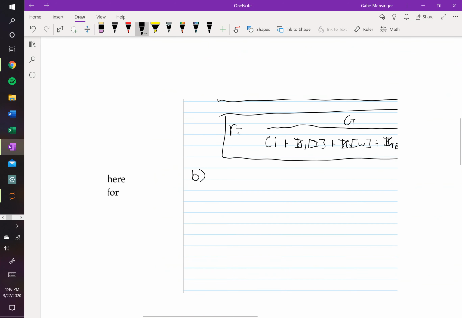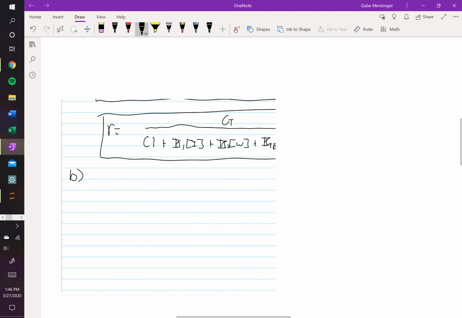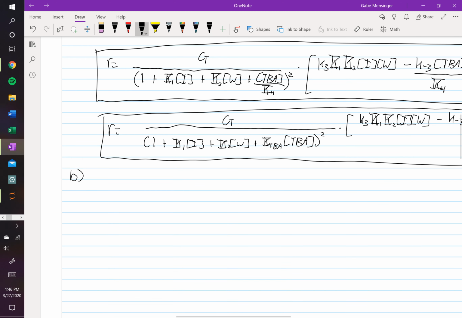So, based off that, R is going to be equal to R1, which is now going to be equal to K1 times I times S minus K minus 1 times IS. Notice each term only has one surface species, so there is no need to divide by CT.